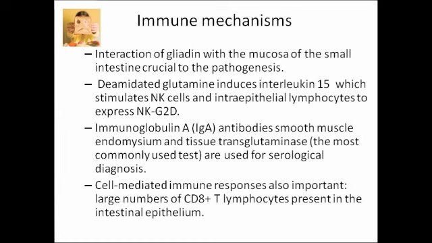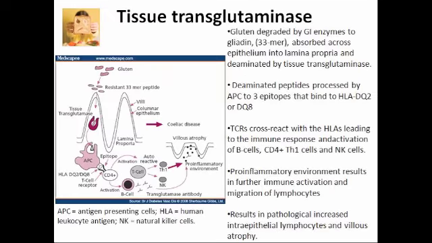Cell-mediated immune responses are also important for the pathogenesis of celiac sprue, as demonstrated by the presence of large numbers of CD8 T lymphocytes in the intestinal epithelium. Activation of the immune system.